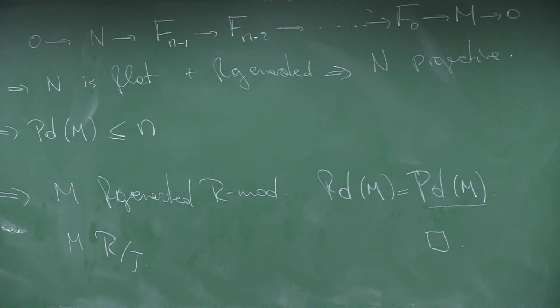Okay, so that's it. The proof of the theorem is exactly what I've been saying about this dimension shifting. Let's check that it doesn't matter if I take injective resolutions or projective resolutions, and that I can check for quotients by an ideal instead of just arbitrary modules.